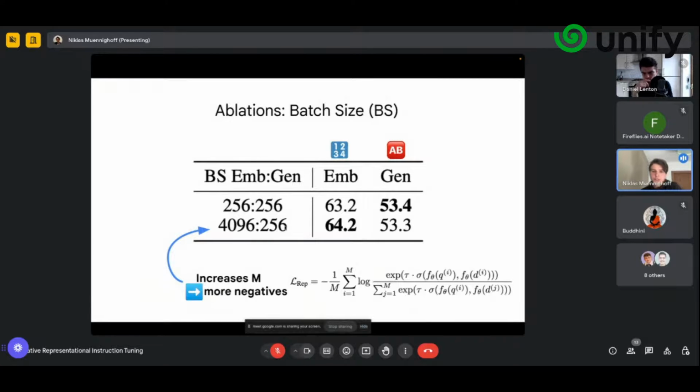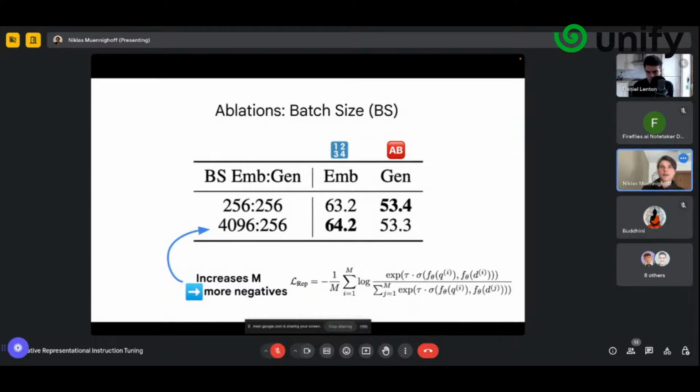Because also we don't change the generative performance here. So for the final model, we use 2048 actually, so slightly lower, mainly because it's very expensive to use such a big batch size. So 4096 is pretty huge.